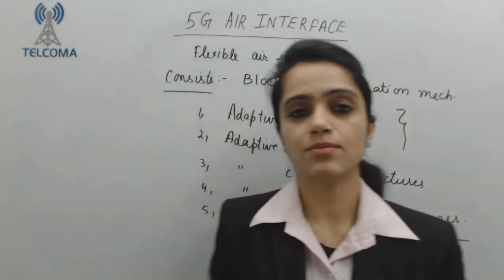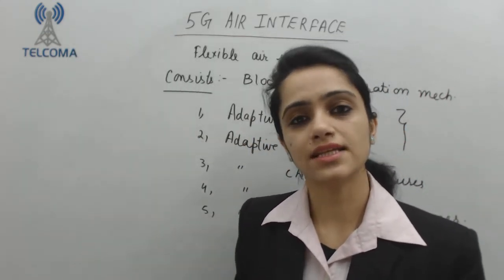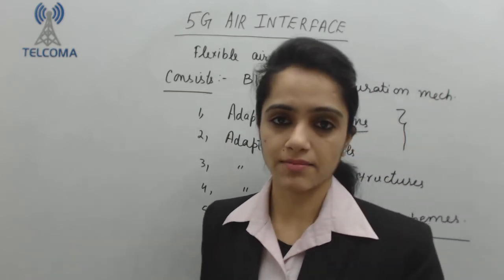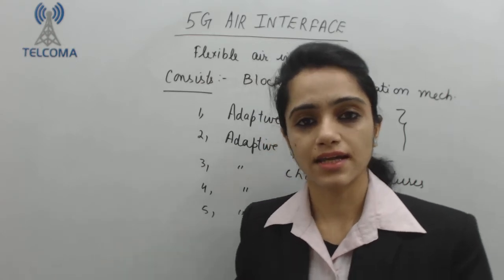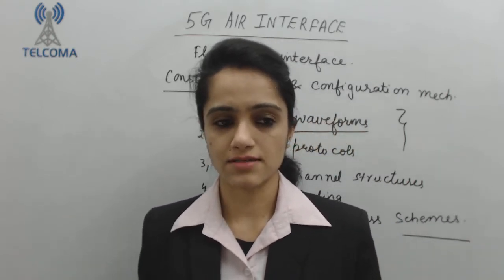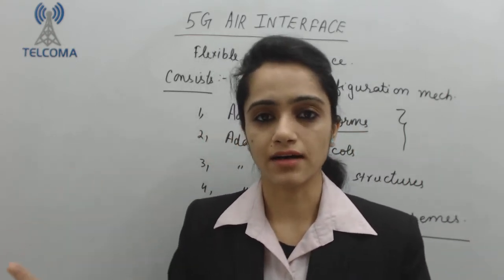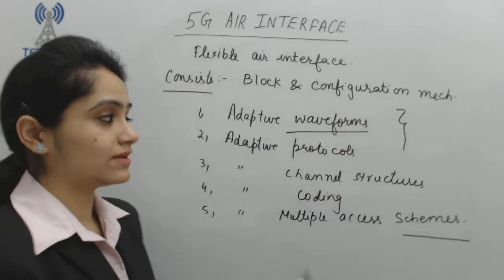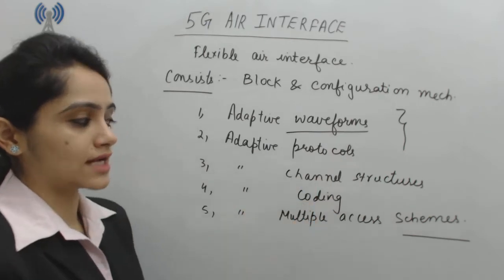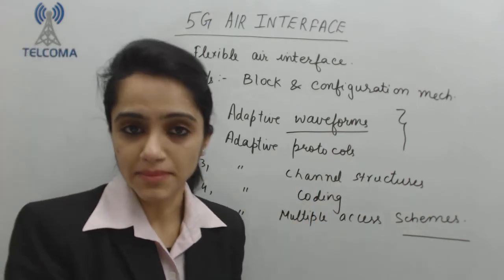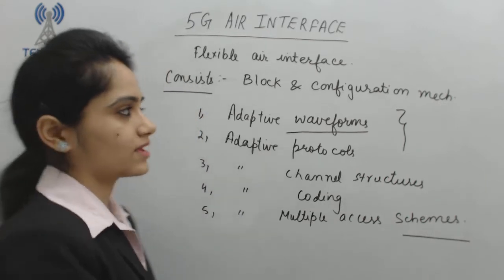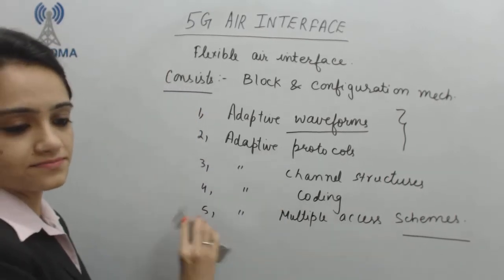As we have studied the air interface of 2G and 3G as well as 4G cellular systems, we have OFDMA, SC-FDMA, carrier concepts in the air interface, because each and every data or packet is to be handled by the air interface. That's why we require new waveforms, protocols, channel structures so that we can meet the desired requirements of 5G.